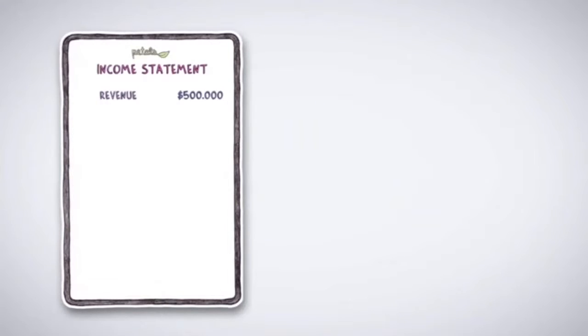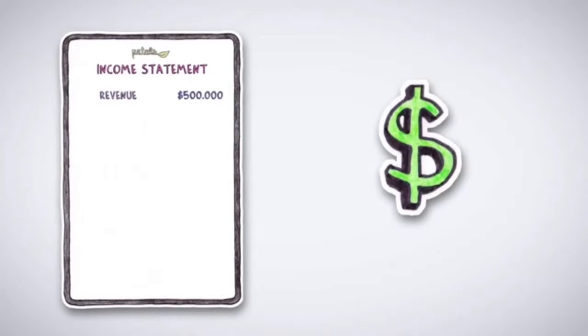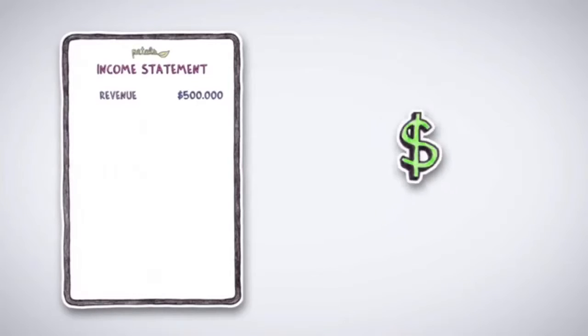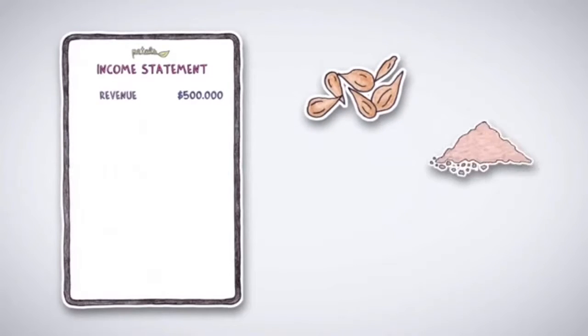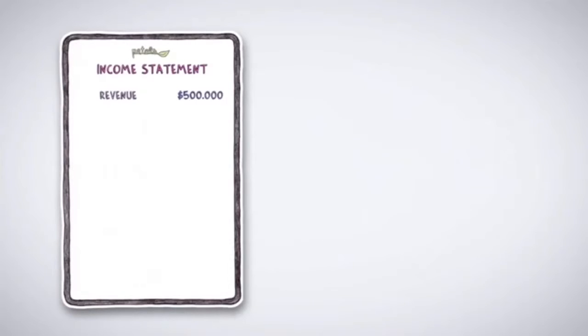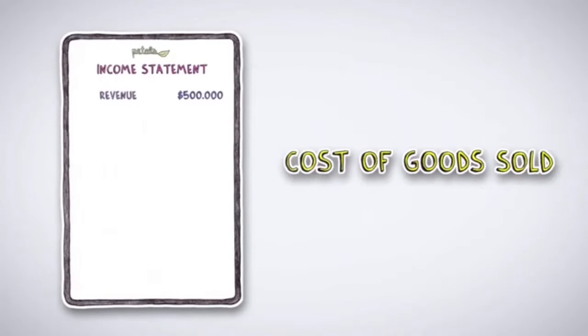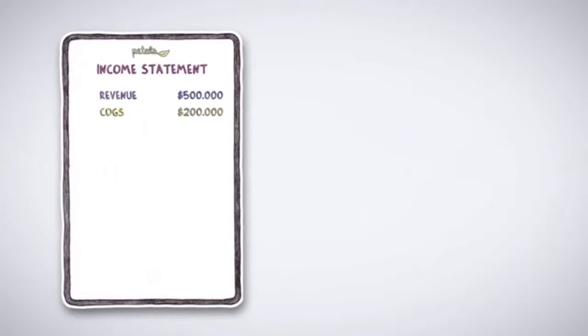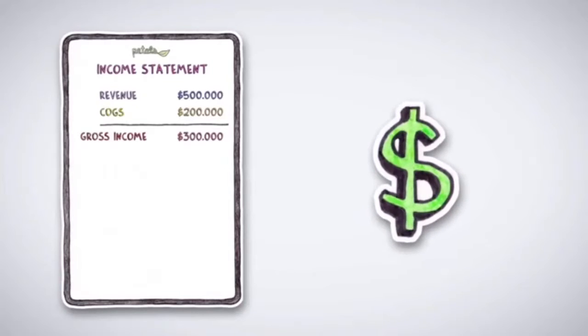Next, Mary needs to add up all the costs directly associated with cultivating her flowers. These costs include things like seeds, earth, fertilizer, and electricity. These are added together and are collectively known as costs of goods sold, or COGS. Revenue minus COGS is known as gross income. Think of this as money made from both growing and selling flowers.